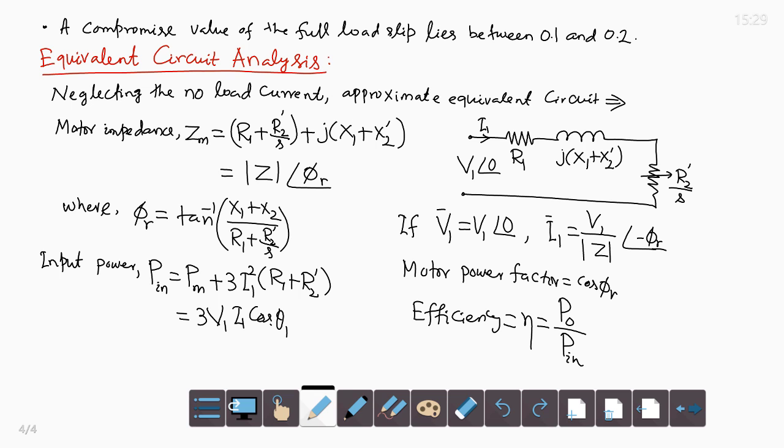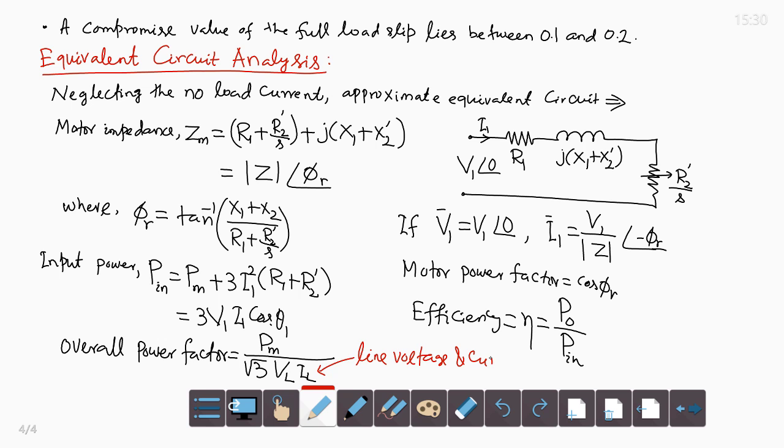So, overall power factor is Pm mechanical power divided by root 3 VL IL, where this VL and IL are the line voltage and current at voltage controller input.